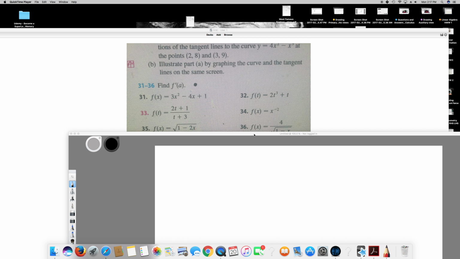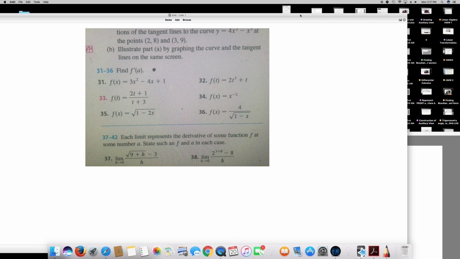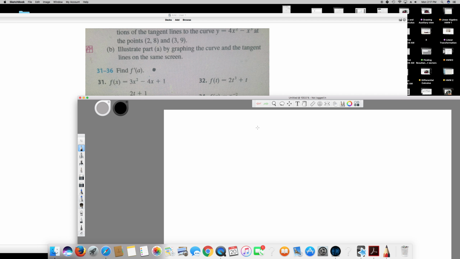In this video I'm going to do some questions from derivative. The question is asking find f prime a in all of these values. So first of all, for the first question I had to use the power rule because all of them have powers. So I just use the power rule to find the derivative of that.